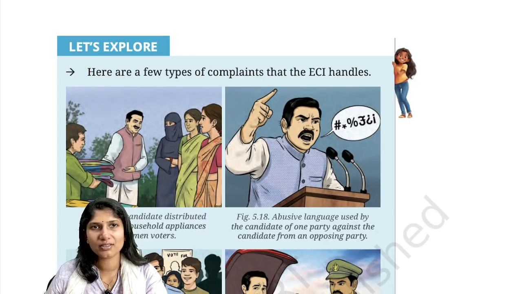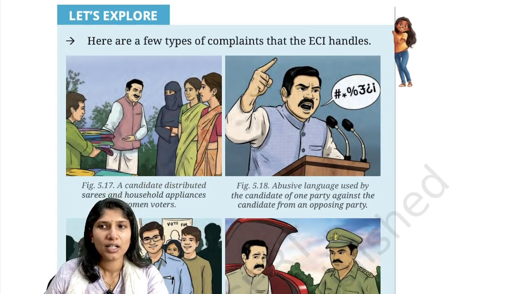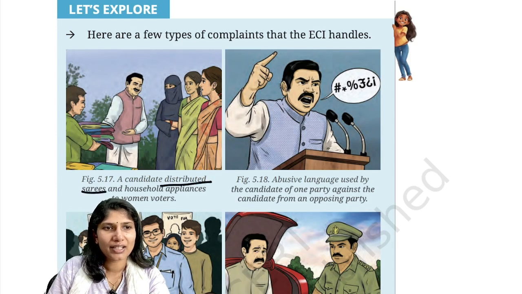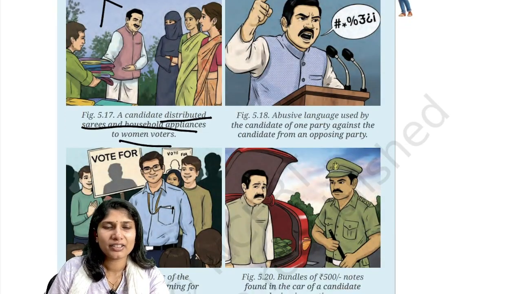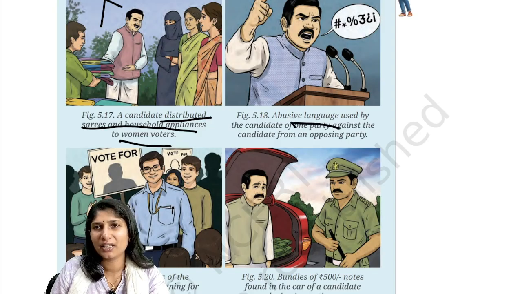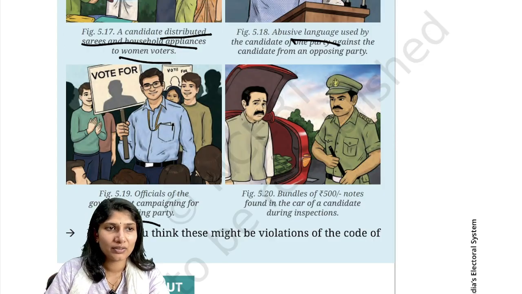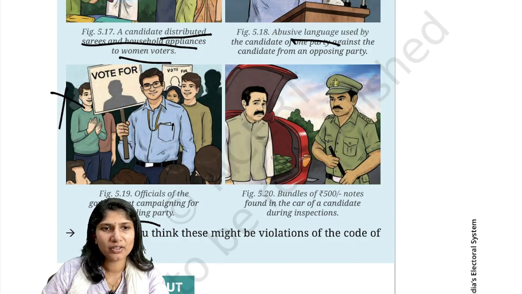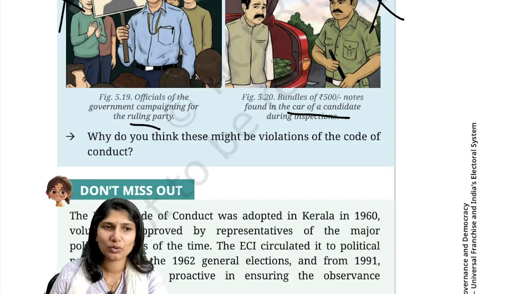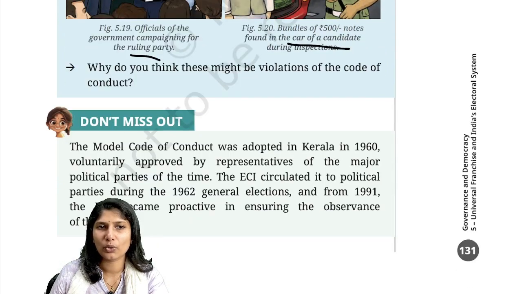Now, here are a few types of complaints that the Election Commission of India receives. What are those? In the first image you can see a candidate distributing saris and household appliances to women voters to sway them to vote in their way. That is also a malpractice in elections. In the next image, a candidate is using abusive language against another party opposing him. That is very unparliamentary, that is also wrong. Next, government officials campaigning for the ruling party. This is very, very wrong. You should not use any government resources, and that also includes government officials. Next, bundles of 500 rupee notes found in the car of a candidate during inspection, which means you are trying to pay people money for their votes. That is also wrong. So all these are violations of the code of conduct.